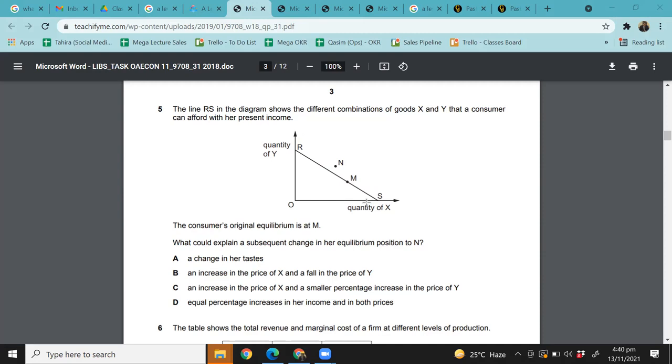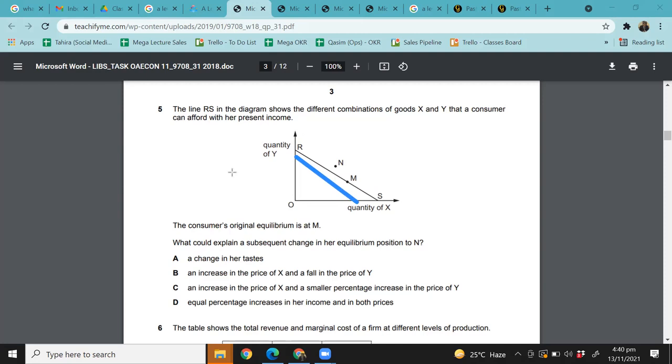An increase in the price of X and a smaller percentage increase in the price of Y. Increase in the price of X, and a smaller percentage increase in the price of Y. So it will shift like this. So not that much shifting outwards. C cannot be true at all.